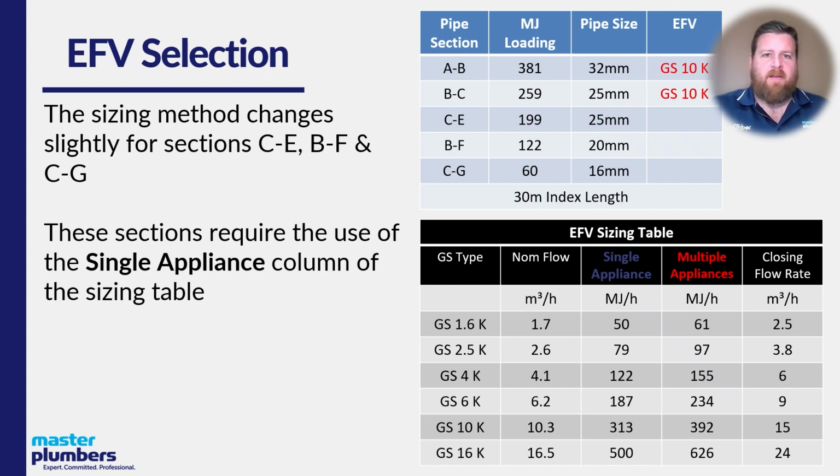So moving on here for pipe sections C to E, B to F and C to G, our sizing method is going to change slightly. Because they're all single appliances, we need to ensure that we're working out of the single appliance or individual appliance column, depending on what brand of excess flow valve you're going to be using.